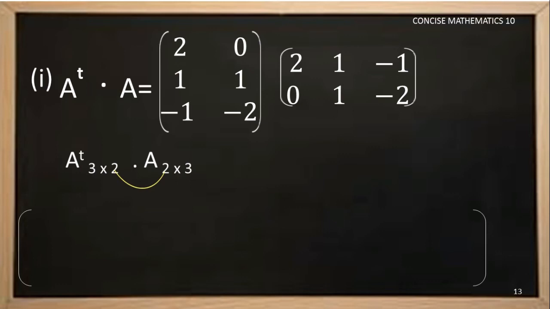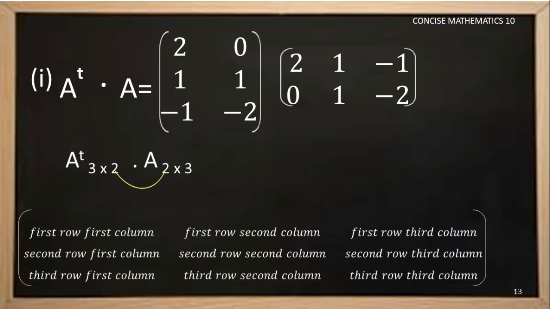3 rows, 3 columns. For this what we need to do? We need to consider first row, first column, first row, second column, first row, third column. Next, second row, first column, second row, second column, second row, third column. And the last, third row, first column, third row, second column, third row, third column. So if we know the order of the resulting matrix, it is easy to find the solution and we can make our problem error free.